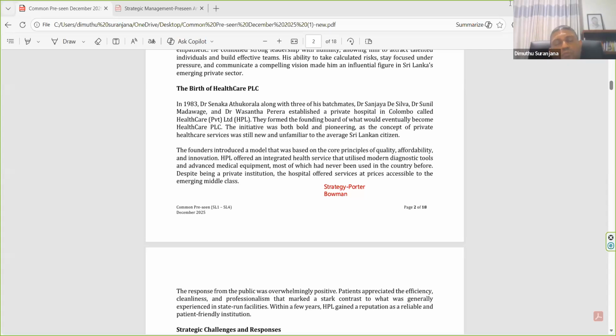We'll see. If you use the Bowman strategy clock, what is the most possible strategy? Bowman strategy clock, can anyone suggest? Now, how many strategies were identified by Bowman? If you remember, Bowman identified 8 strategies. From these, 3 were identified as not peaceful strategies. In other words, only 5 peaceful strategies were identified.